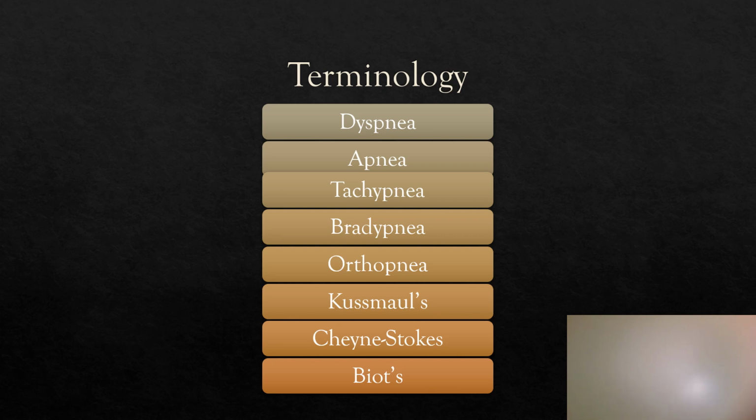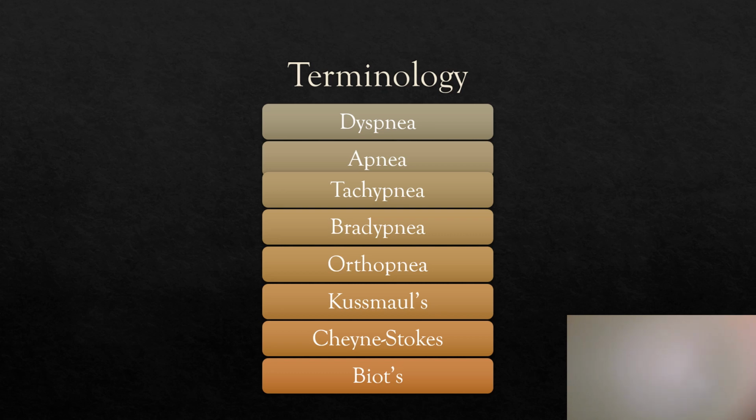Anytime we put an A in front of a suffix or the root of a word, that means we have absence of. Potentially the apnea will be periodic, so it may not be a complete total respiratory arrest where we have no breathing whatsoever, but it may just be intermittent.